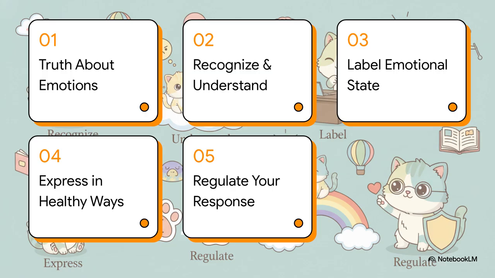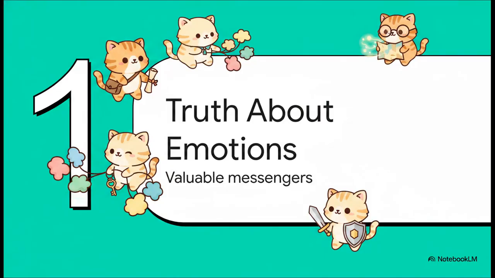Here's our roadmap. Number 1, the truth about emotions. 2, recognize and understand. 3, label your emotional state. 4, express in healthy ways. And finally, number 5, regulate your response. Let's get into it. Starting off with Section 1, the truth about emotions.